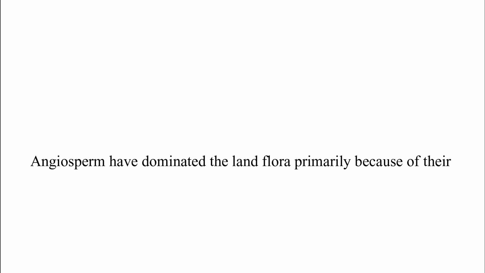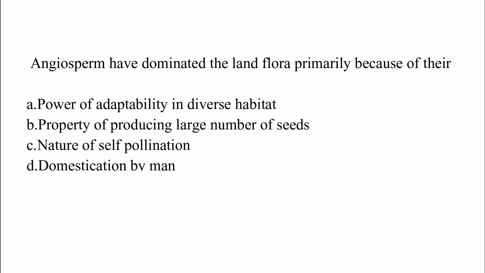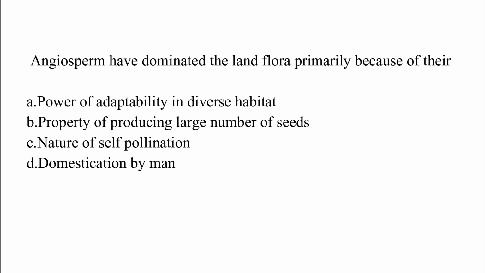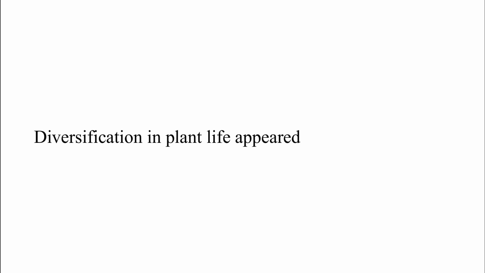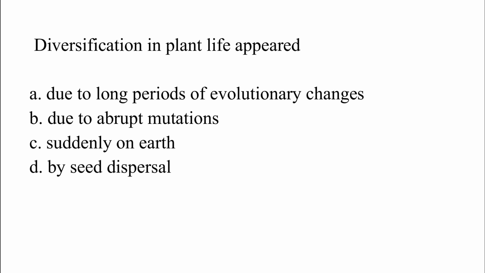Angiosperms have dominated the land flora primarily because of their option A, power of adaptability in diverse habitat, option B, property of producing large number of seeds, option C, nature of cell pollination, option D, domestication by man. The correct answer is option A, which is power of adaptability in diverse habitat. Diversification in plant life appeared option A, due to long period of evolutionary changes, option B, due to abrupt mutation, option C, suddenly on earth, option D, by seed disposal. The correct answer is option A, due to long period of evolutionary changes.